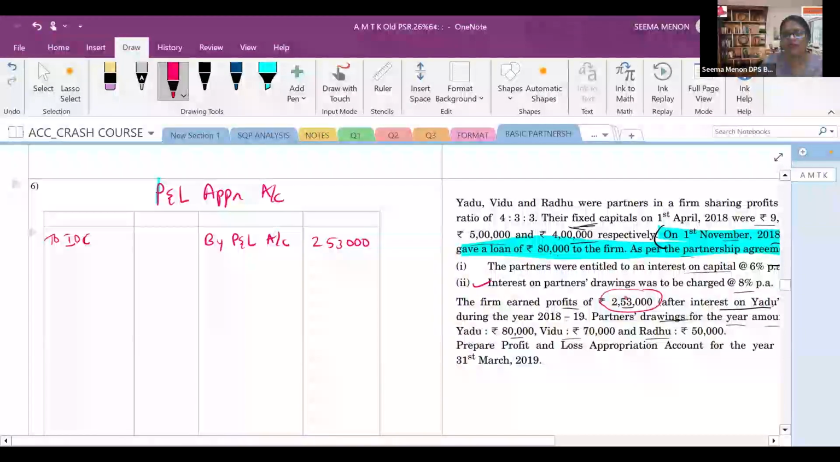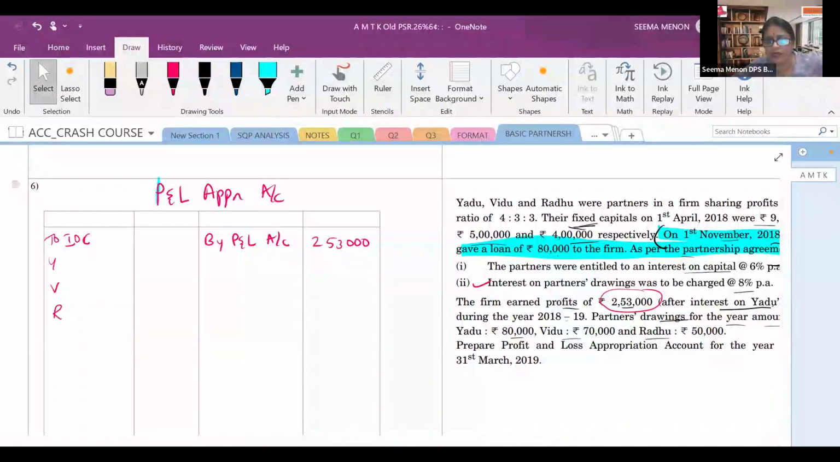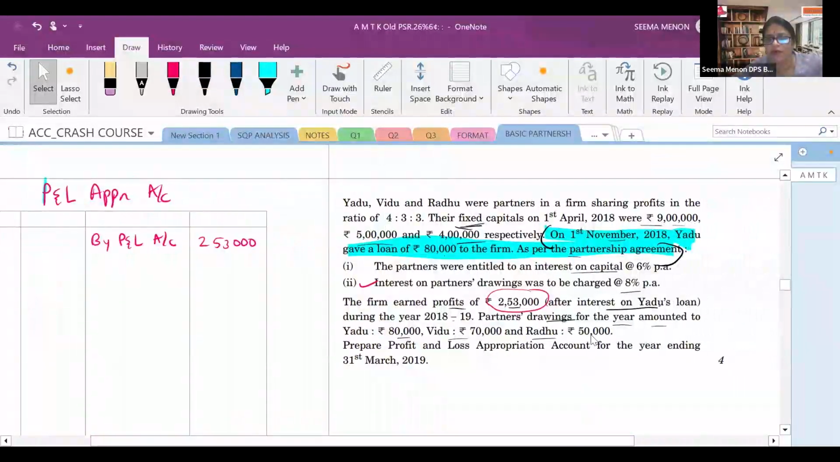Even in examination, if you write IOC like this, you will get the mark, but it should be written very clearly, in capital letters. Here I am using the short names of the partners, YVR: Yadu, Vidu, Radhu. Let's see their capital amounts. Yadu, how much is it? You can see the question. For Yadu it is 9 lakh, and for Vidu it is 5 lakh, and for Radhu 4 lakh.